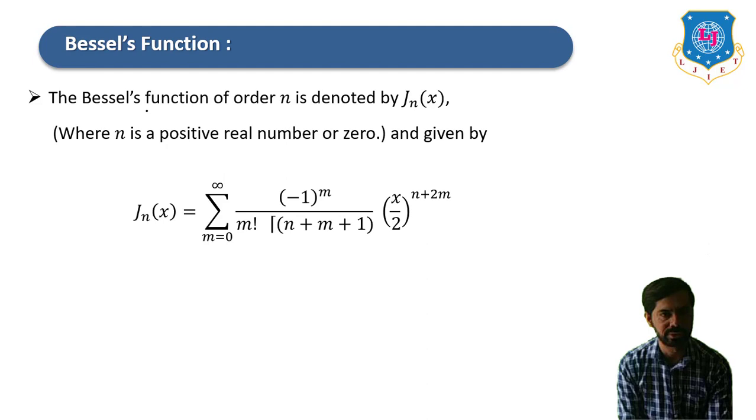First of all we will discuss Bessel's function. The Bessel function of order n is denoted by Jn(x), where n is a positive real number or 0. It is given by Jn(x) equals the sum from m equals 0 to infinity of (-1) raised to m, divided by m factorial into gamma of (n plus m plus 1), into (x divided by 2) raised to (n plus 2m). So this is how Bessel's function of order n is defined.